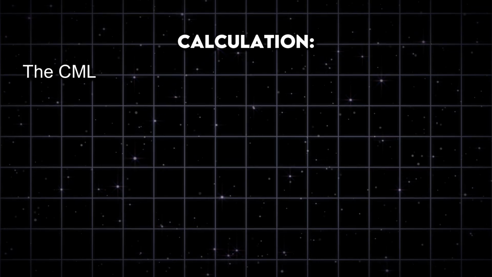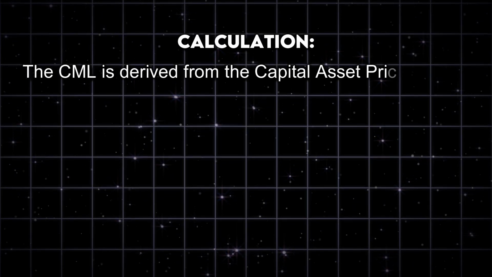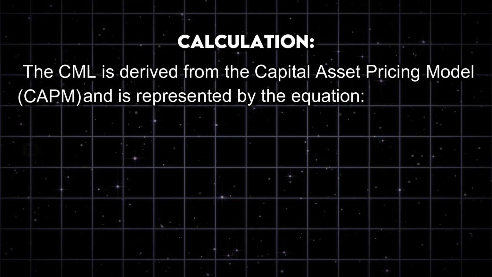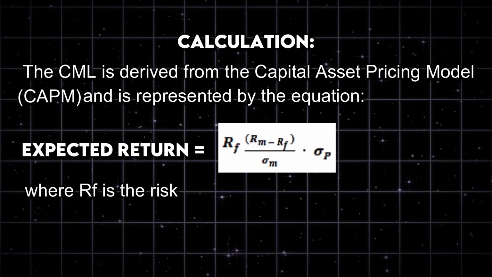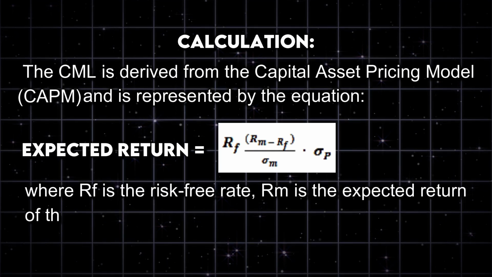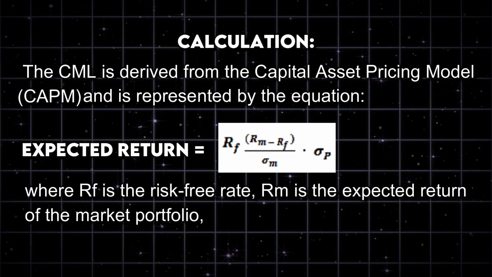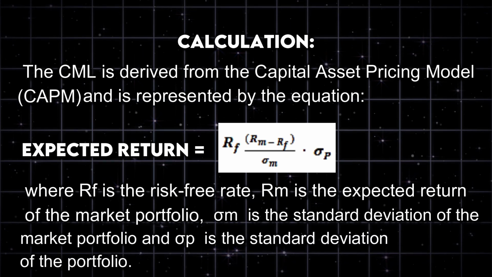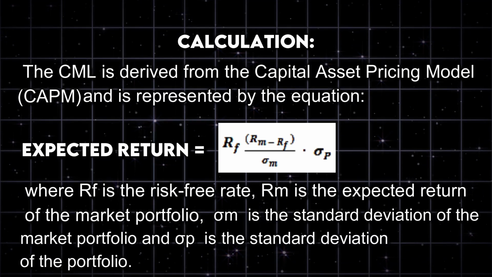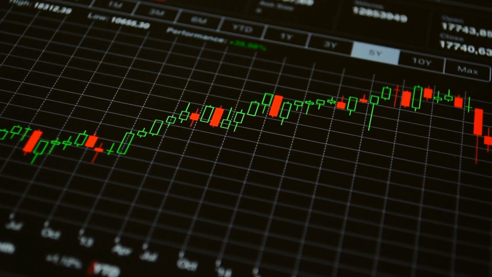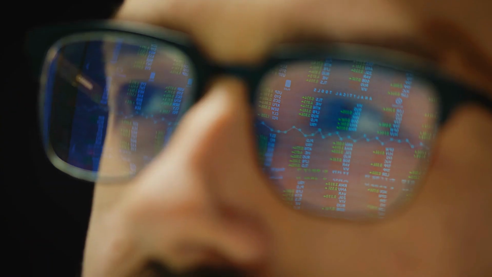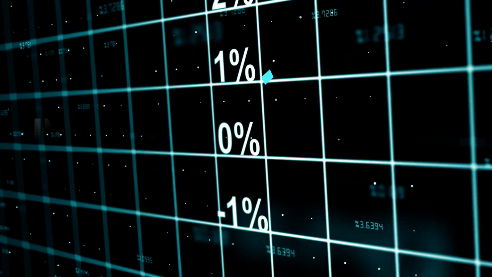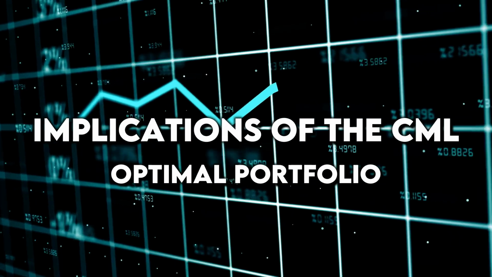Calculation. The CML is derived from the Capital Asset Pricing Model, CAPM, and is represented by the equation expected return, where RF is the risk-free rate, RM is the expected return of the market portfolio, SM is the standard deviation of the market portfolio, and SP is the standard deviation of the portfolio. The slope of the CML represents the market price of risk, indicating the additional return investors can expect for taking on additional risk. Implications of the CML, optimal portfolio.